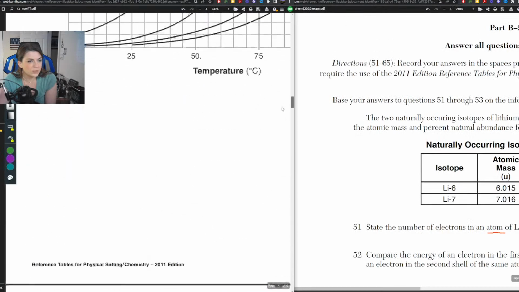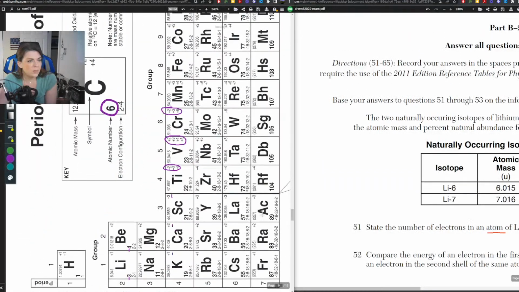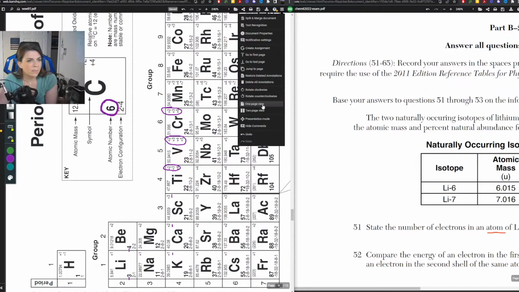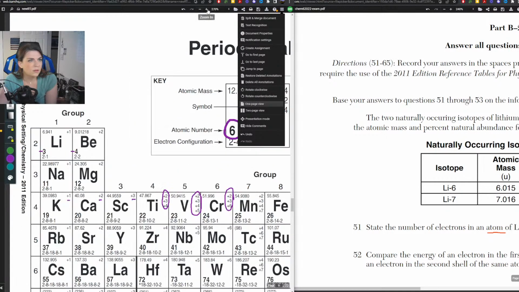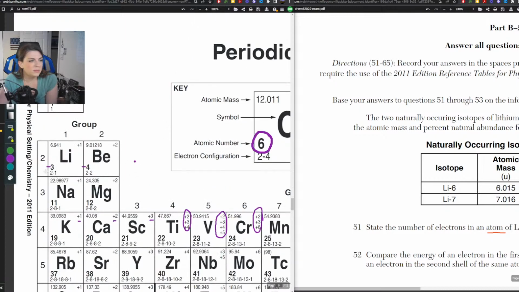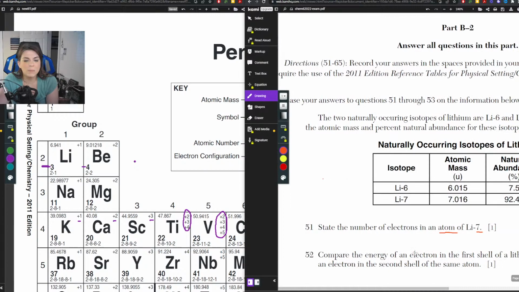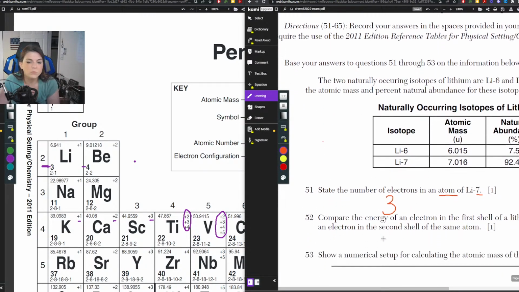We're going to go check out the periodic table. I'm going to remind you. Okay, lithium's atomic number is right there. It's that bolded 3. It has 3 protons and it has 3 electrons, and that is what makes it a lithium atom. So that number there would be 3. Done.